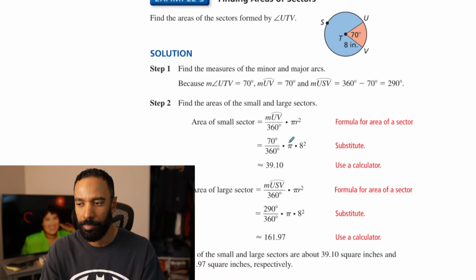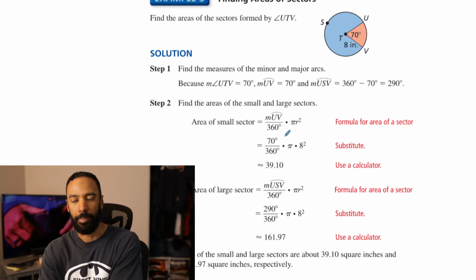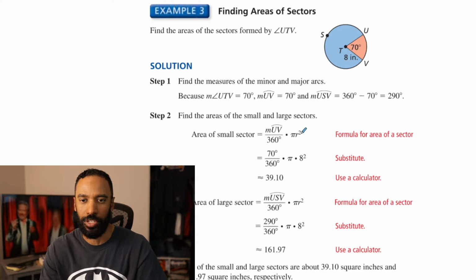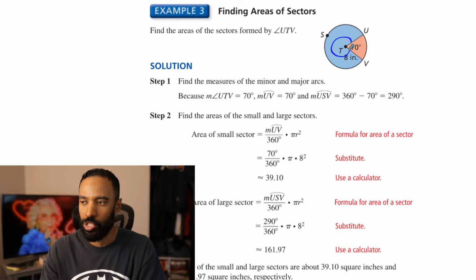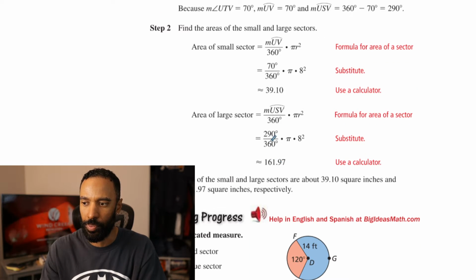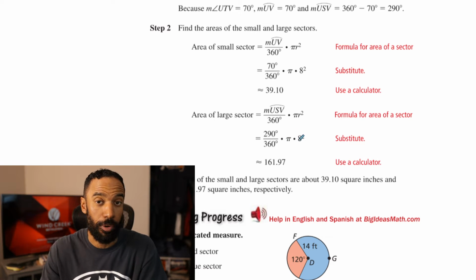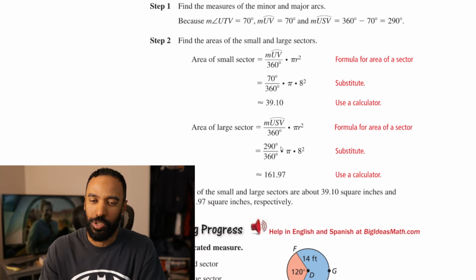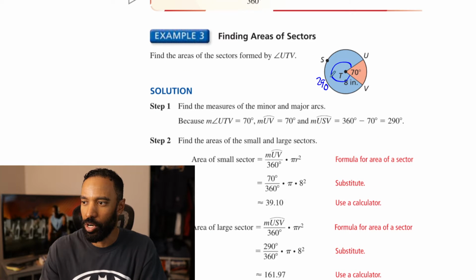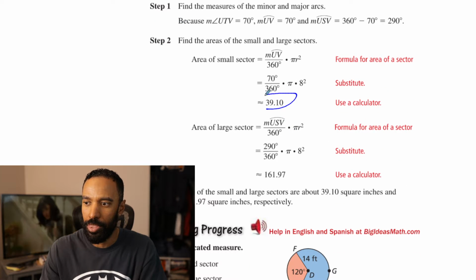Oh, square inches. Now the other one, you have options on how you can do this second one. 360 minus 70 is 290. So this is 290 here. You can do the same thing. 290 over 360 times 64 pi. And you get this.